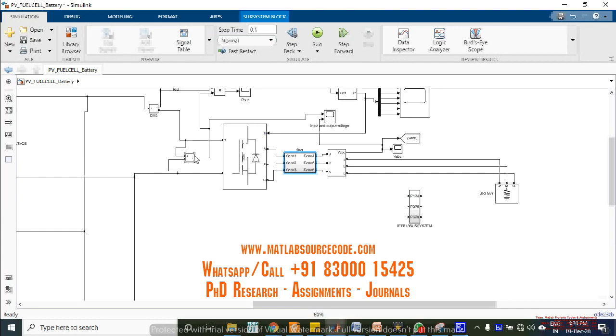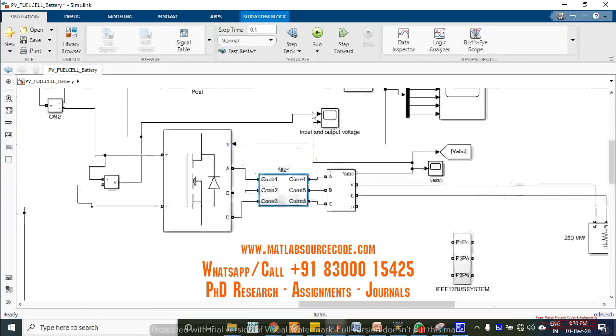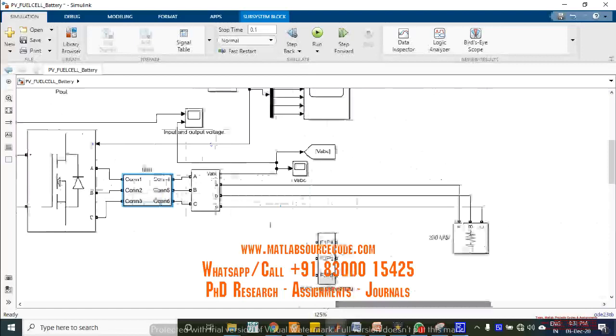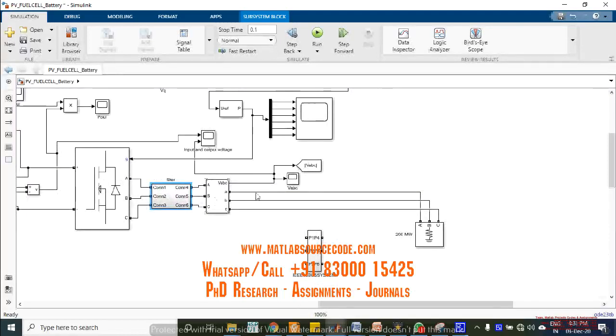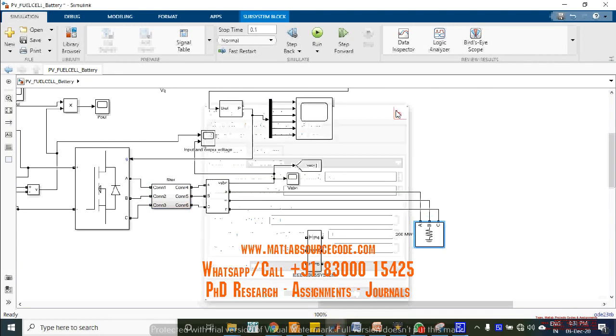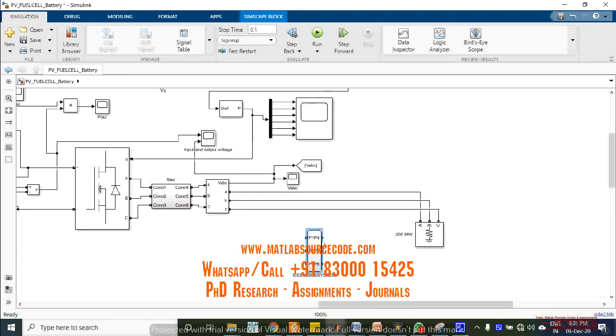And this is the input voltage that we are giving to the three phase inverter. And this is the voltage of the three phase load. So this is the scope for the input DC voltage and the three phase output AC voltage. In this scope, we can see both output representations. This is a three phase bus, which is used to take voltage measurement and current measurement. This is a three phase resistive load. And this is a 13 bus system.